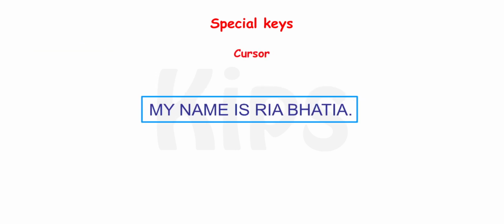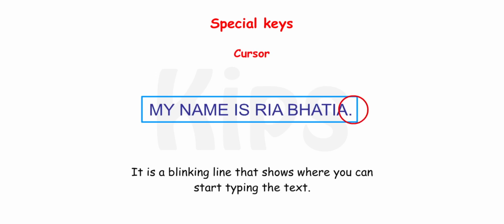Cursor. It is a blinking line that shows where you can start typing the text.